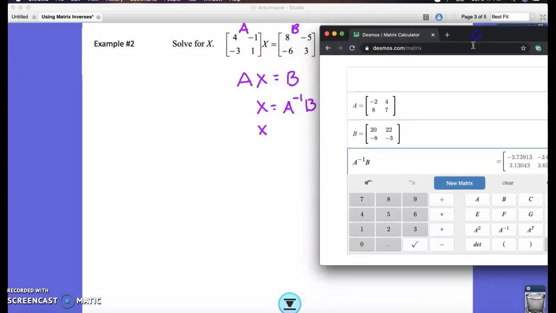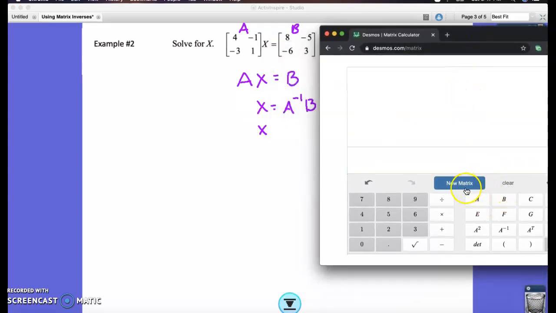Okay, so I'm going to go into my Desmos calculator, and I'm going to clear out. That just blanks everything out. Any information I typed in is gone. Start with a new matrix. This is a brand new A, brand new problem. Oh, there you go. So I'm going to put 4, -1, -3, 1.